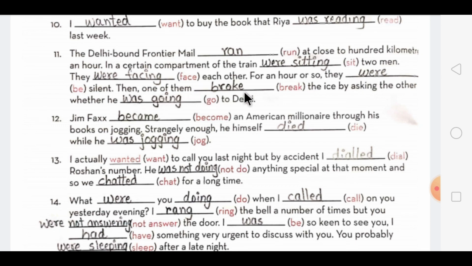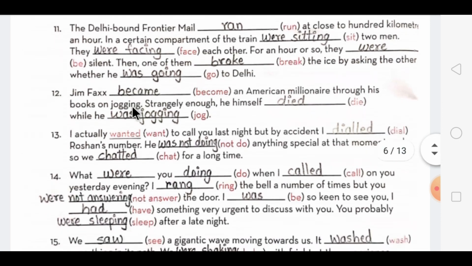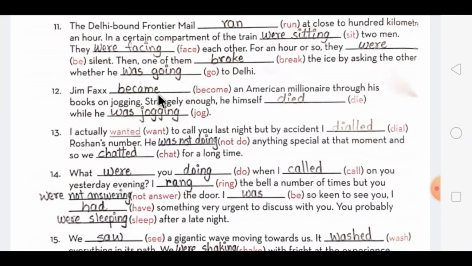Then one of them broke the ice, means this is a short action, by asking the other whether he was going to Delhi. This is a longer action which is happening over here, so we used past continuous tense. Then the 12th one, Jim Fax became an American millionaire through his books on jogging. Strangely enough, he himself died while he was jogging, means here the short action was there, so we used V2 form, and here the longer action was going on, that is we used past continuous tense.